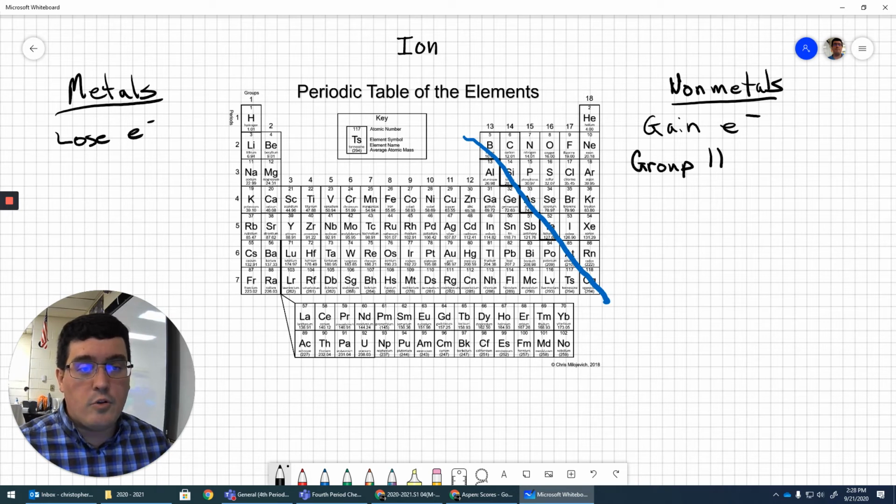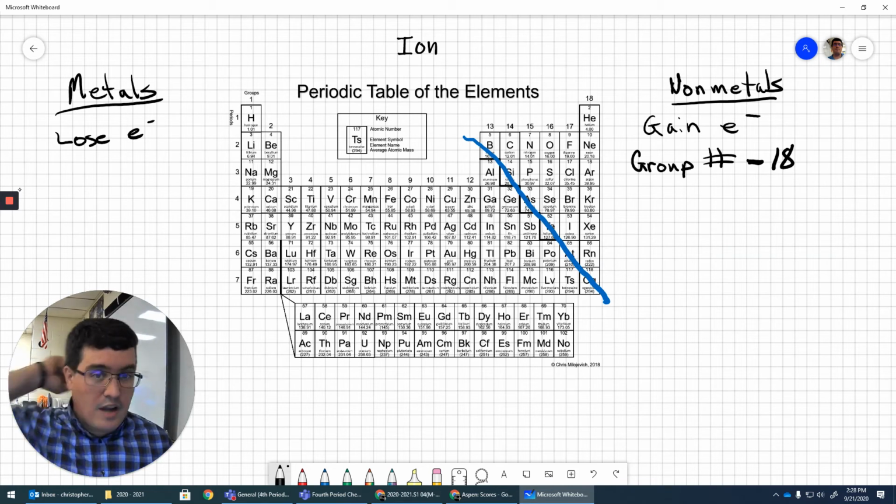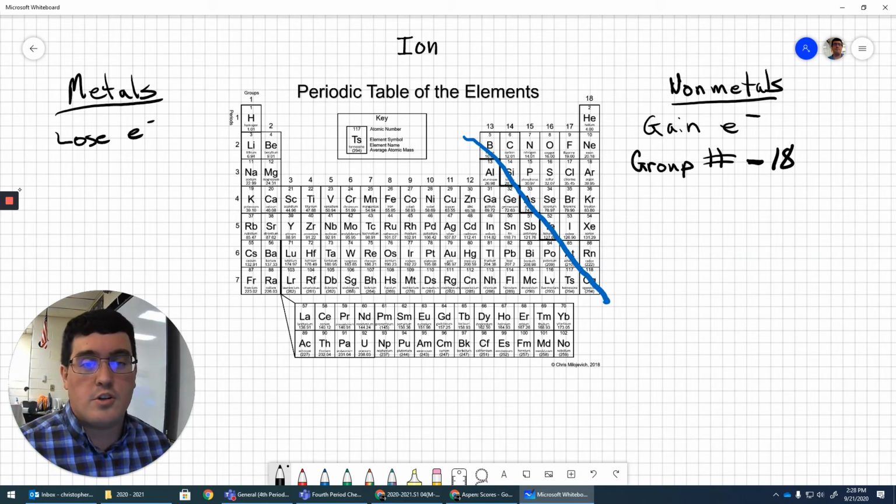You find the group number, and you simply take that group number and subtract 18. The way I always remember what number to subtract is there are 18 groups. So in this group, you're always going to get a 0 because they don't form ions. Remember, noble gases don't like to react. They don't like to interact with other elements, so they won't form a charge at all.